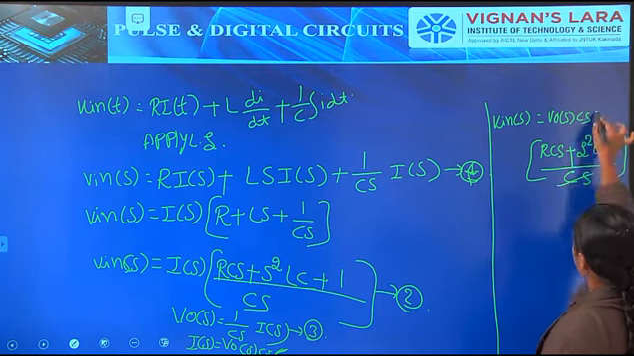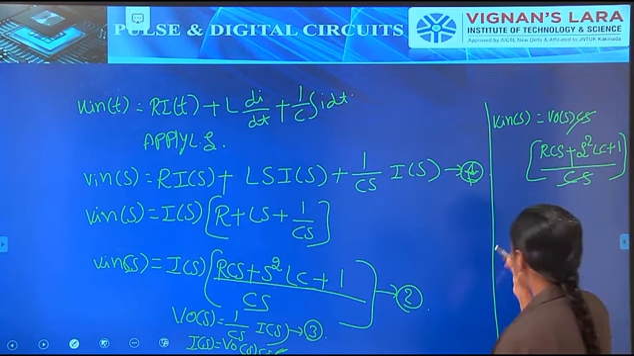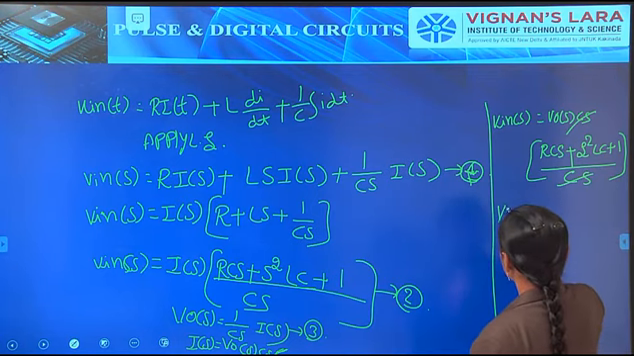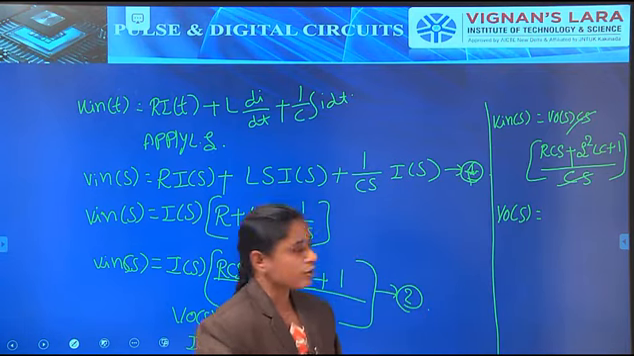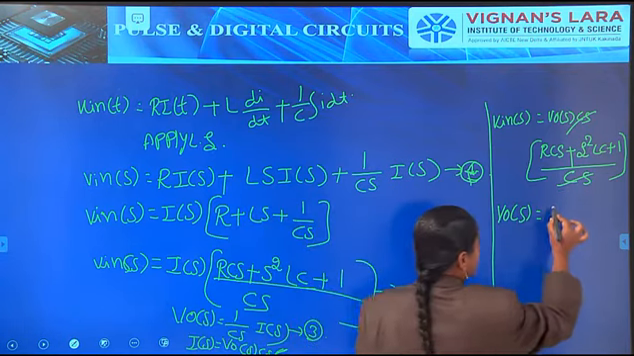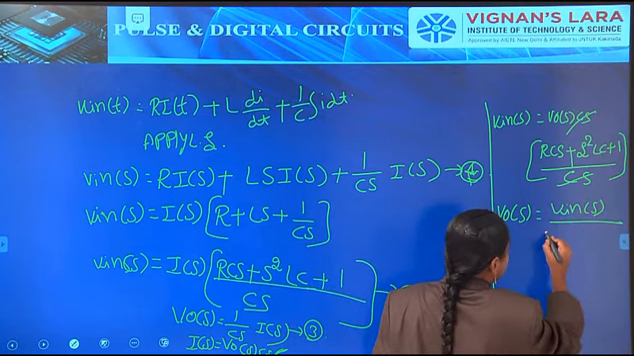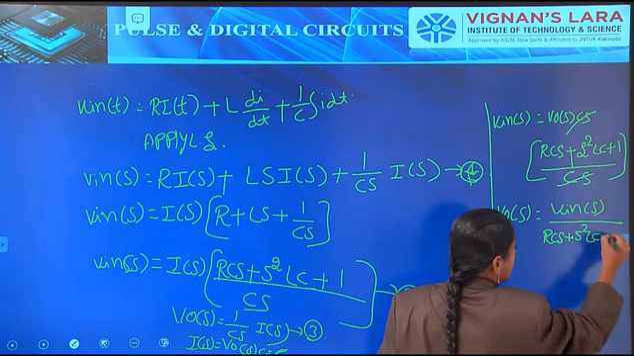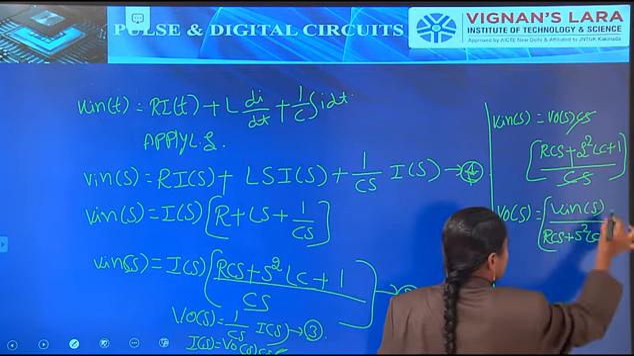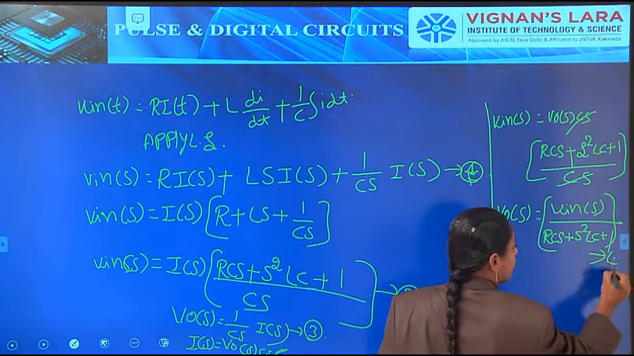So then Cs cancelled. Then we have to know the V naught of S value. Simply we can say that V naught of S is equal to V naught of S by RCS plus S square LC plus 1. So this is the value of V naught of S. This is treated as equation number 4.